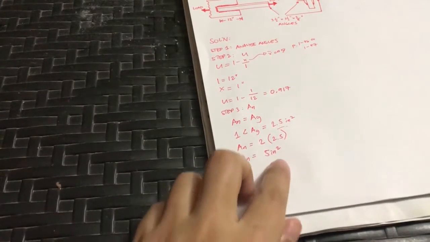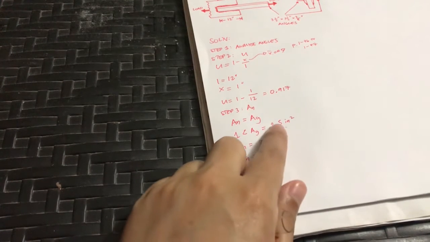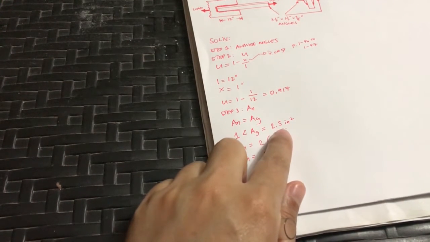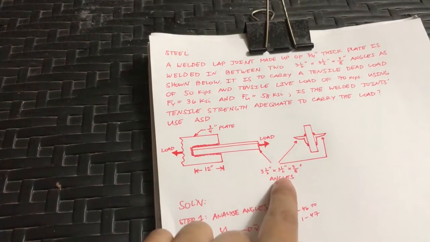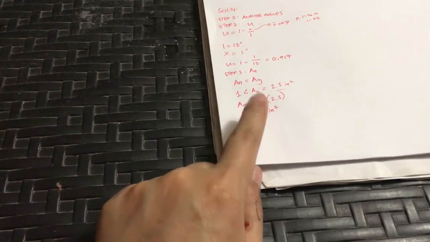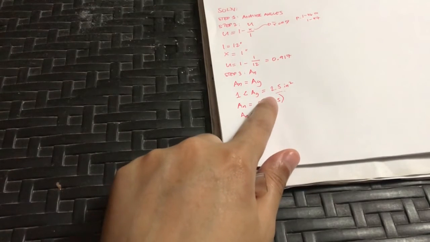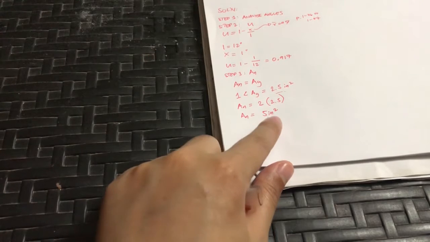I repeat, the gross area of one angle is 2.5 inch squared. This is taken from the steel manual PDF, for the 3.5 by 3.5 by 3/8 angle bar. So AN is now 5 inch squared: one angle gross area is 2.5, and there are two angles in the given, so that is 2 times 2.5.